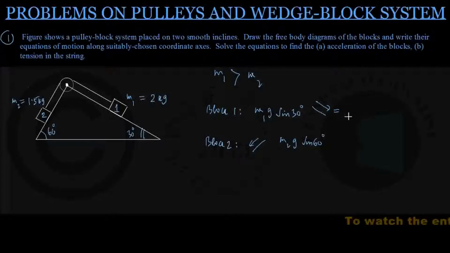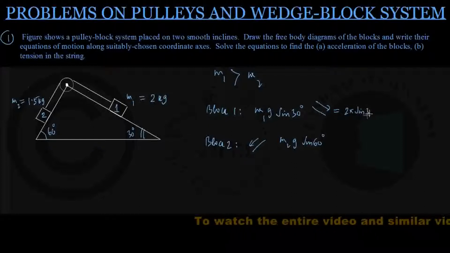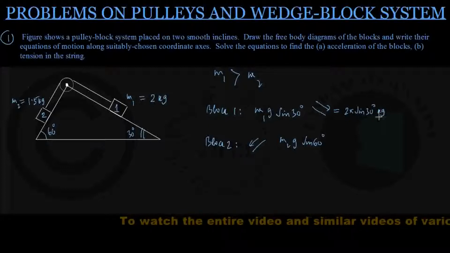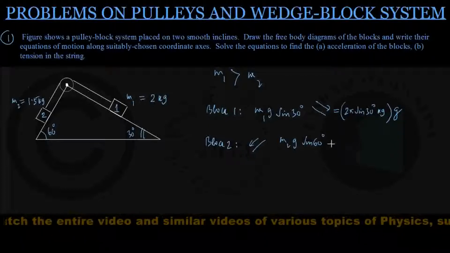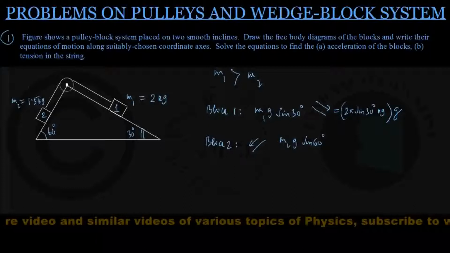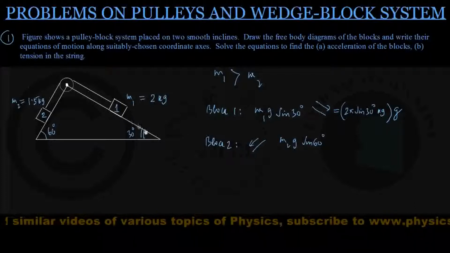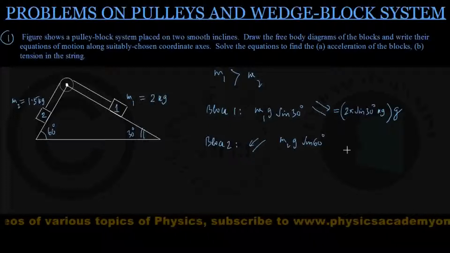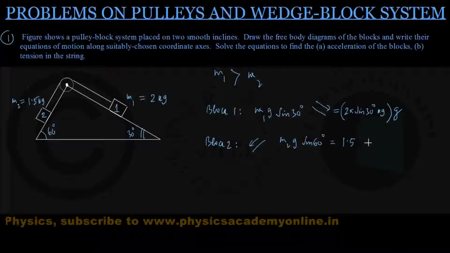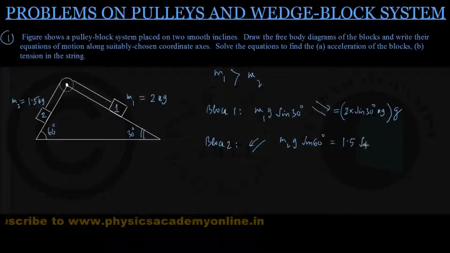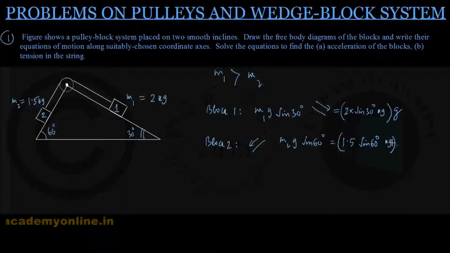So just go for a quick calculation. m1 is 2 kg, they have said. So 2 into sine 30 degrees. This is the component, I'm writing kg into the value of g, of course, outside. This is block 1's driving force down the right inclined face. And for block number 2, you can similarly find, m2 is given to be 1.5 kg, into sine 60 degrees, and these many kgs I write inside the bracket, and let me write the acceleration due to gravity g outside.